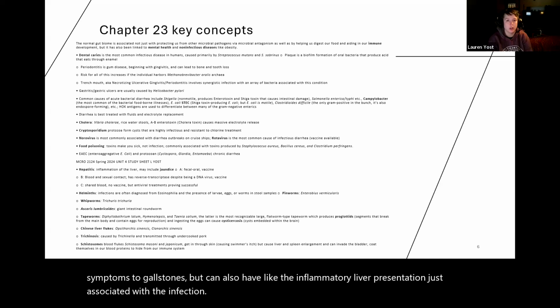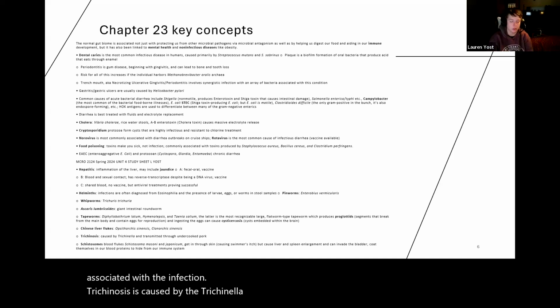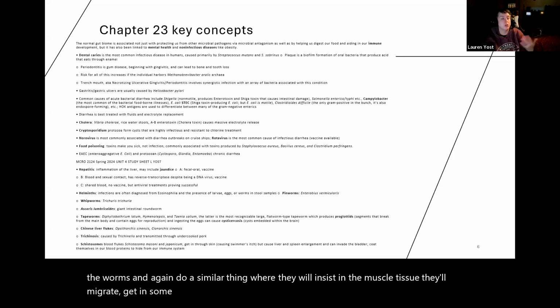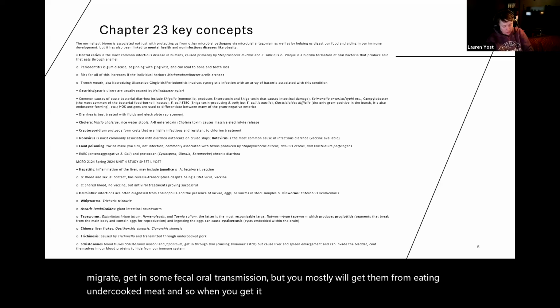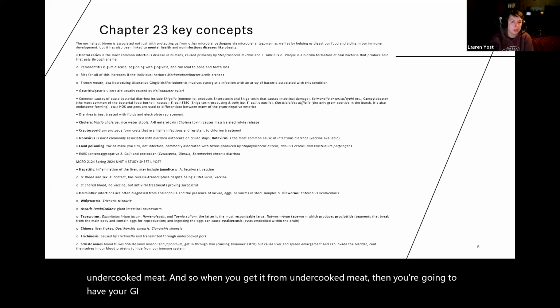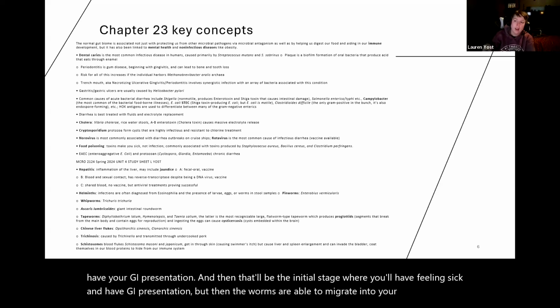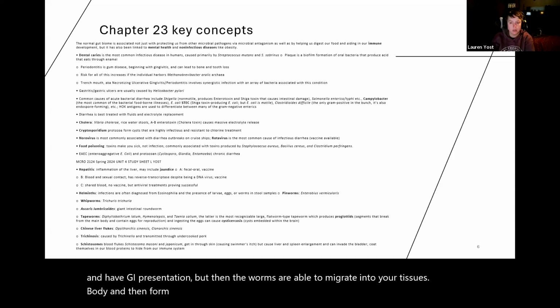Trichinosis is caused by the Trichinella protozoa, or not protozoa, I'm so sorry, the helminths, the worms. And again, they do a similar thing where they will encyst in the muscle tissue. They'll migrate, you can get them from fecal oral transmission, but you mostly will get them from eating undercooked meat. And so when you get it from undercooked meat, then you're going to have your GI presentation. That'll be the initial stage where you'll feel sick and have GI presentation. But then the worms are able to migrate into the tissues of your body and then form their little capsules in the muscle and organ tissues of the human body.